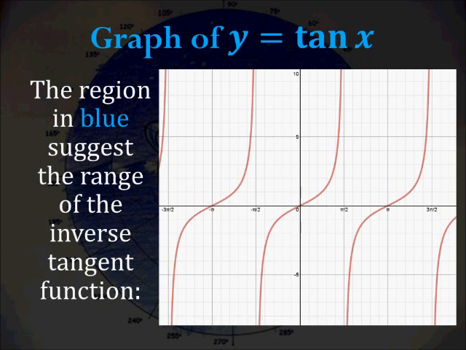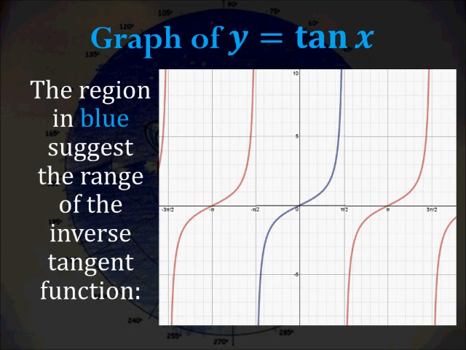The first thing I want to show you is the graph of y equals the tangent of x. You notice that the range of this function is pretty much from negative infinity to infinity, and the domain includes all real numbers that are not odd multiples of pi over 2. So for it to have an inverse, we have to turn it into a one-to-one function, just like we did with sine and cosine. This part in blue suggests the range of the inverse tangent function. So the range will be between negative pi over 2 and pi over 2.